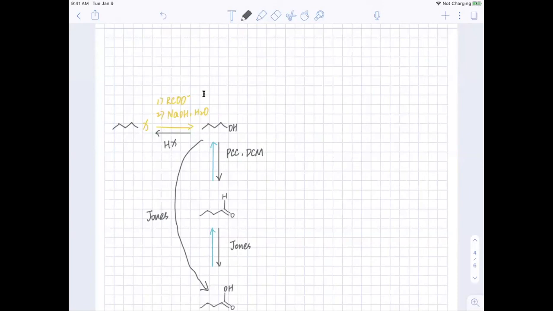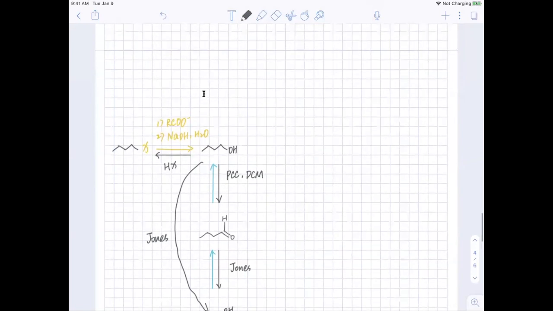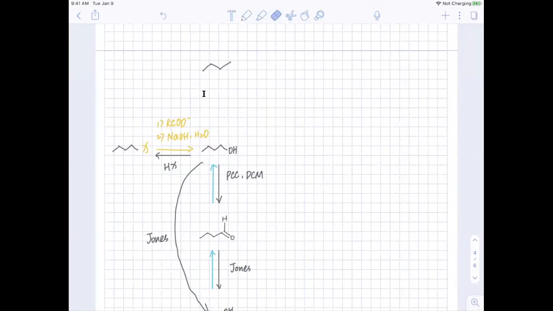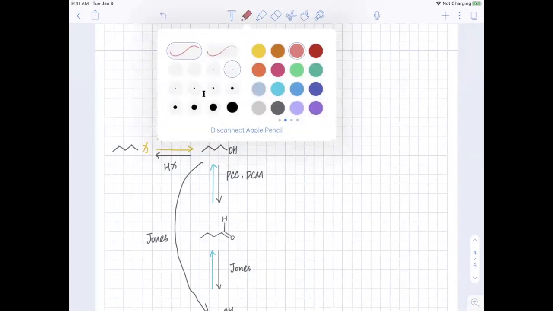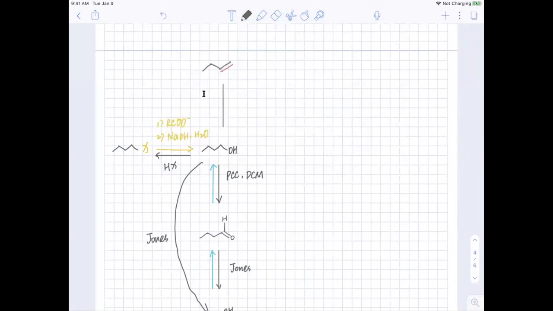Okay, so there's another way as well. What else did we learn in alcohol? You can also make that into a double bond, which is an alkene. You're going to learn that in 118B. So in 118B, you're going to learn alkene. But just in the chapter on alcohol, you also learned that, right?